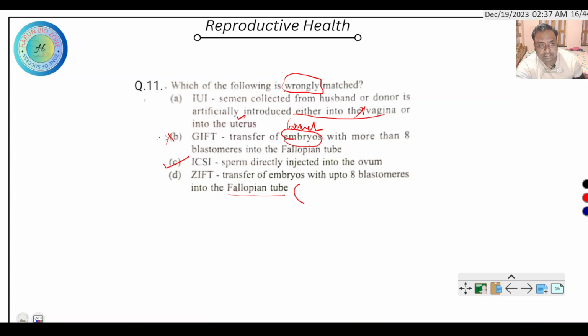So the right answer is this one. ICSI, sperm directly injected. Oh, this is the right answer. Here the transfer of embryos with up to 8 blastomeres, it is also the right answer. IUI, this is also right. It is not only vagina but also in the uterus region. Okay? But this is completely wrong. Why? Because it is gamete intrafallopian transfer, not zygote intrafallopian transfer.